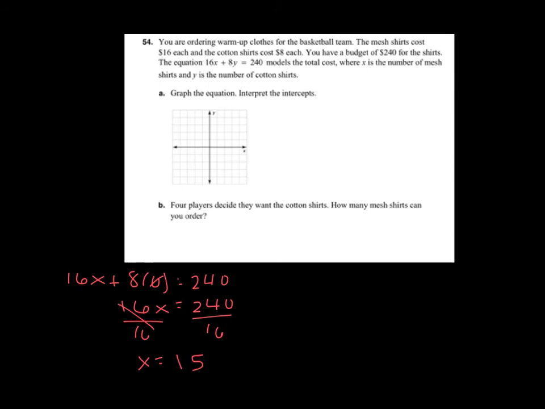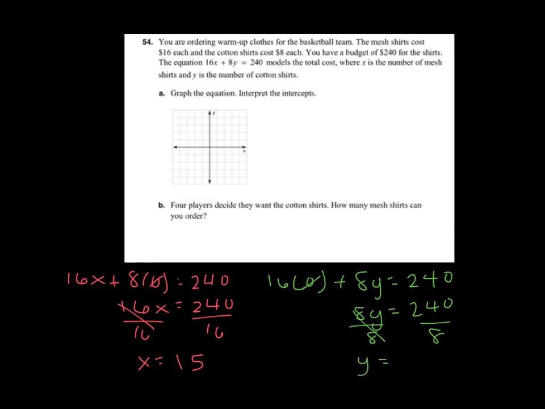In order to calculate my y-intercept, I am going to plug in a 0 for x, and solve the resulting equation for y. So I wind up with 8y equals 240. If I divide both sides by 8, I find out that y must be equal to 30.